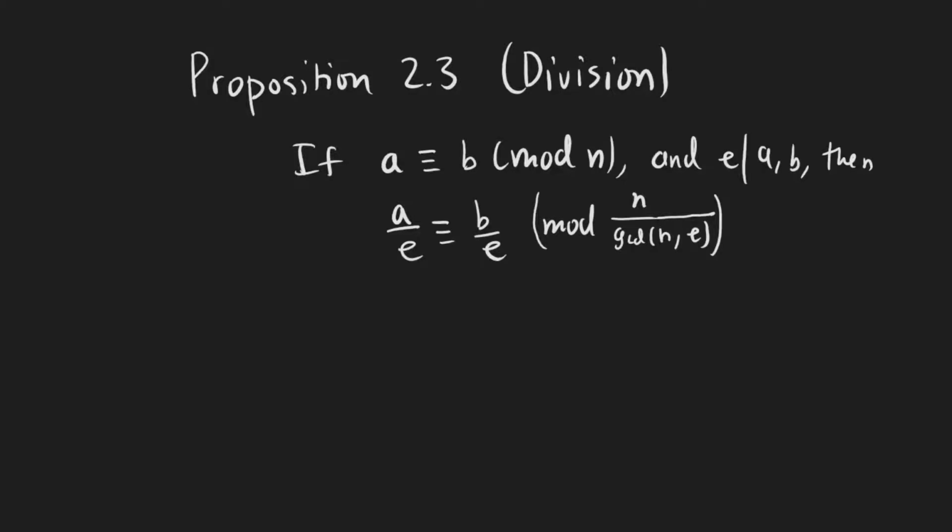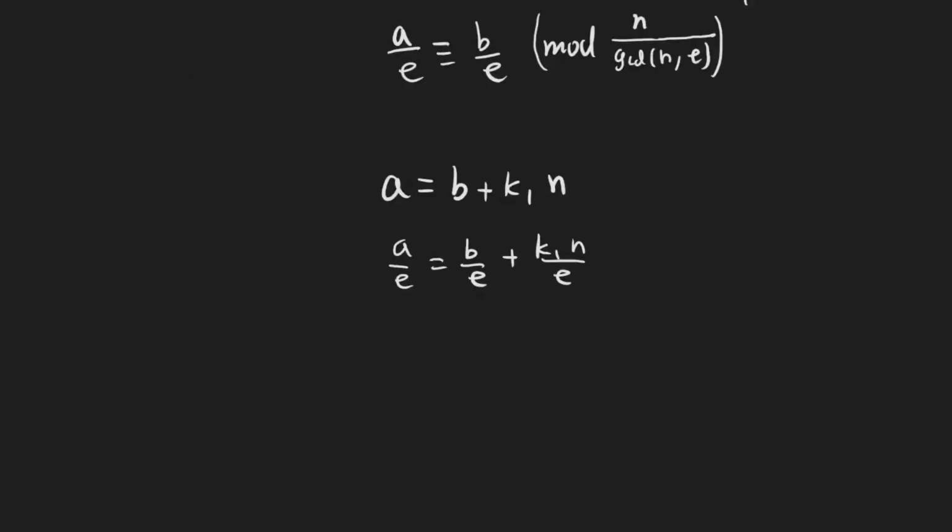If A is congruent to B mod n, and E is an integer that divides A and B, then A over E is congruent to B over E mod n over the greatest common divisor of n and E. So we'll start by doing exactly what we did before, which is by letting A equal B plus k1n.